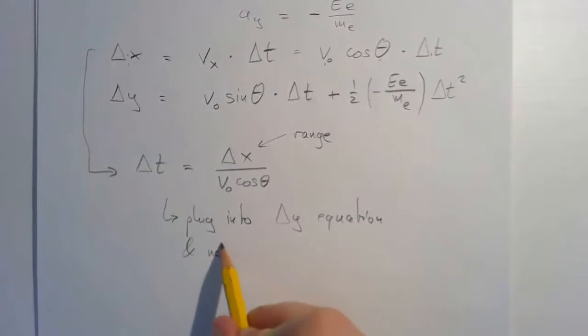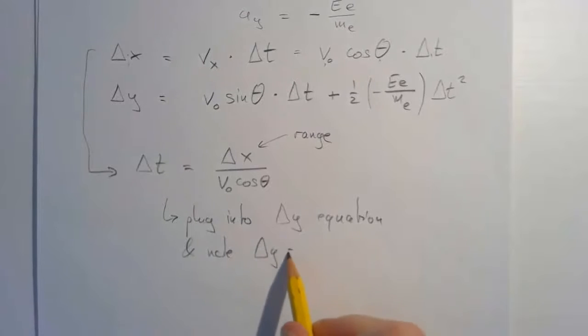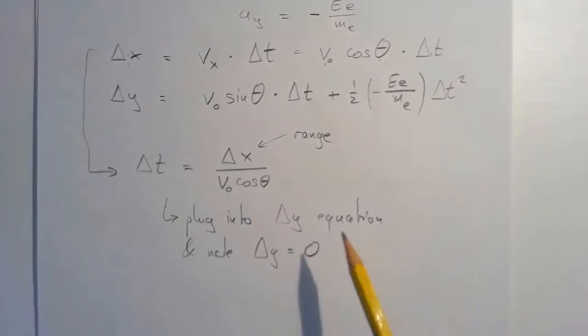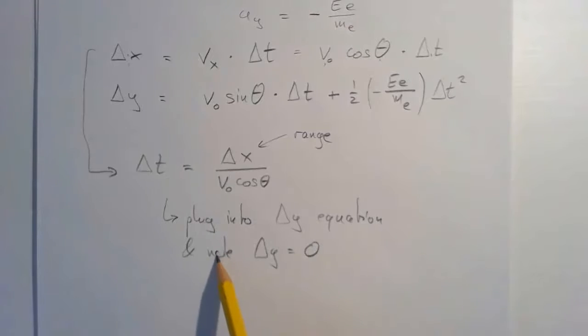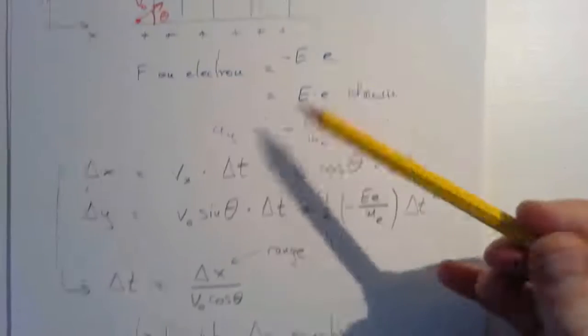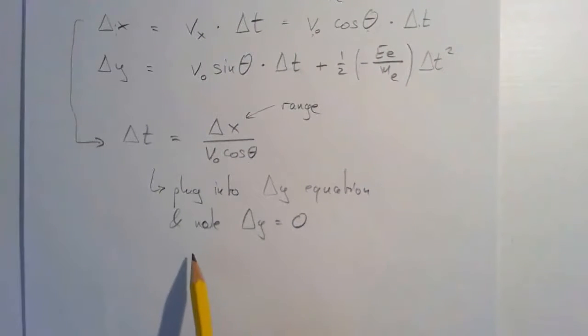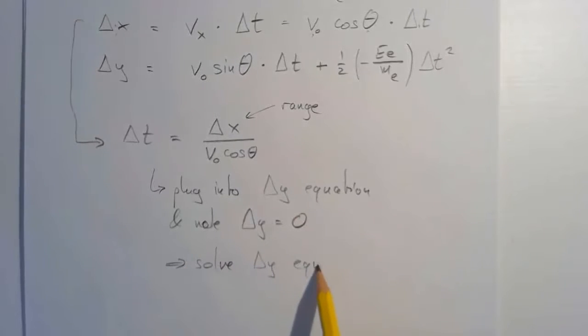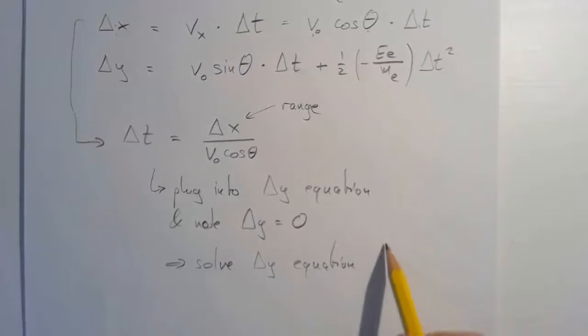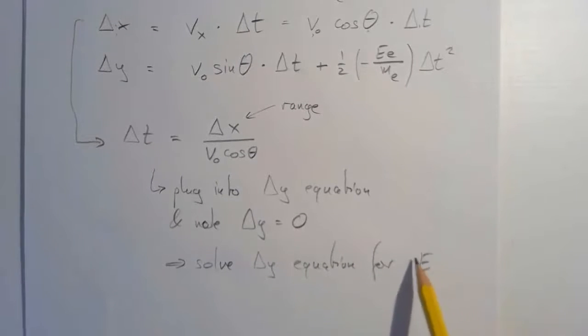And note, delta y is 0. This is something you should obviously know from 161, but maybe it's been a while, so this is a quick reminder. You can't forget anything in physics. Delta y is 0 because it ends up at the same height as it started, and so you can then solve the delta y equation for the electric field strength.